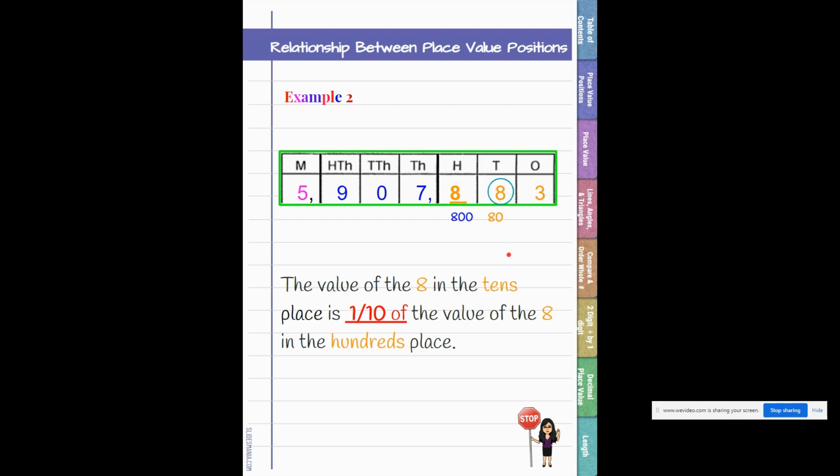So I hope this helps you understand the relationships between the place value positions. Please note that 1/10 is the same thing as saying dividing by 10. And also, when you have questions dealing with the positions, it's always going to be either times 10 or 1/10 of, because here in the United States, we use a base 10 system.